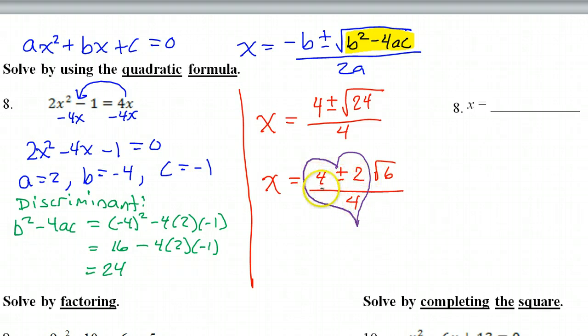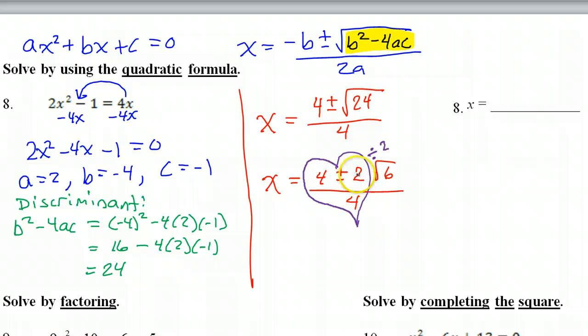Alright, see the heart? I don't know what teacher came up with this, but I like it. If you can reduce all 3 of these numbers, notice it doesn't include the number under the radical, just the number in front. It has to be all 3 or nothing. If all 3 of these are divisible by the same number, do it. All of these are divisible by 2, so I would go ahead and divide all of these by 2. And that will be your final answer.